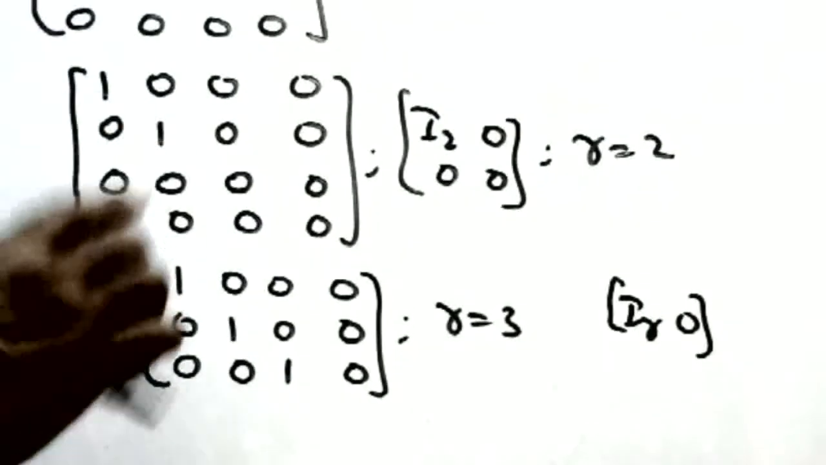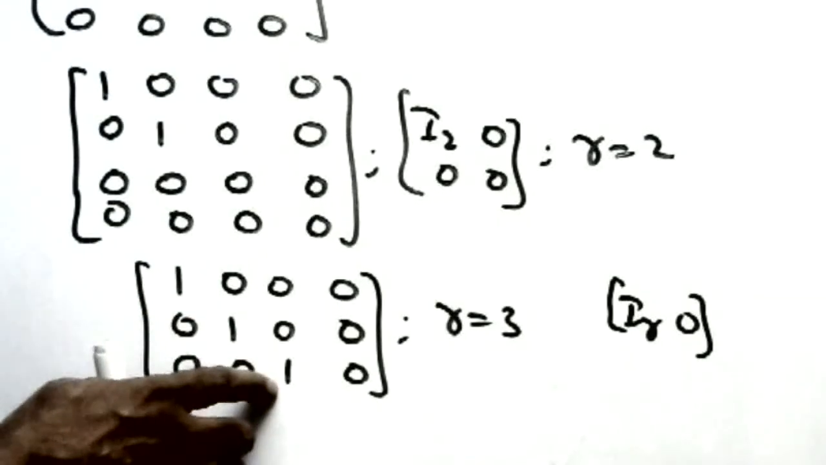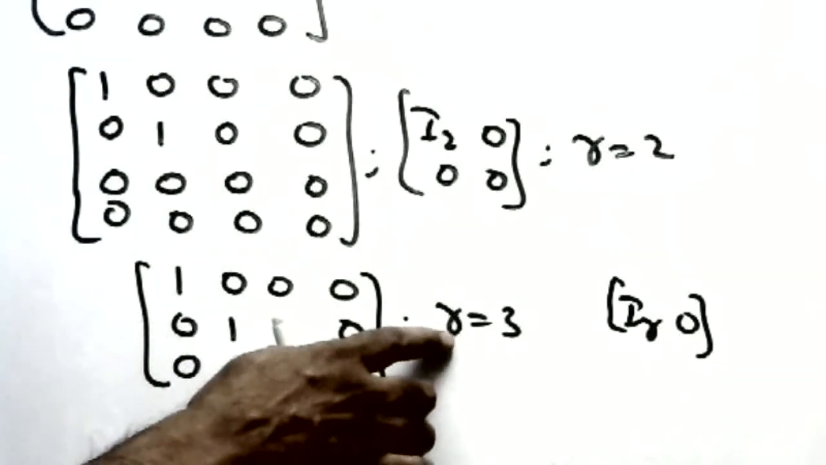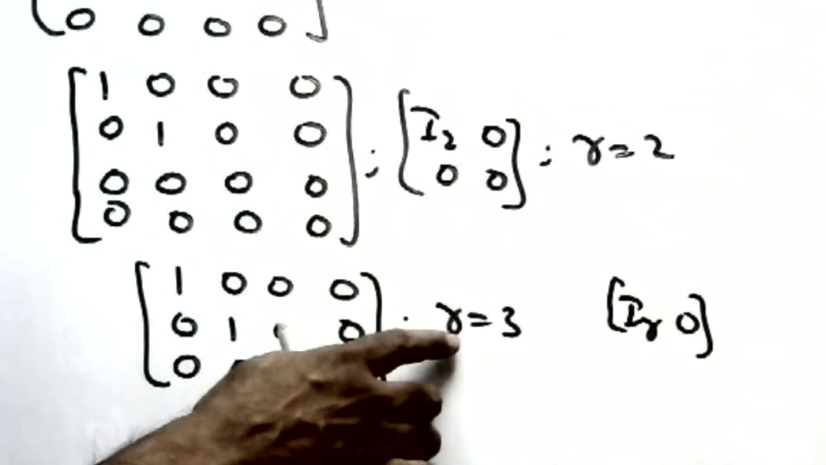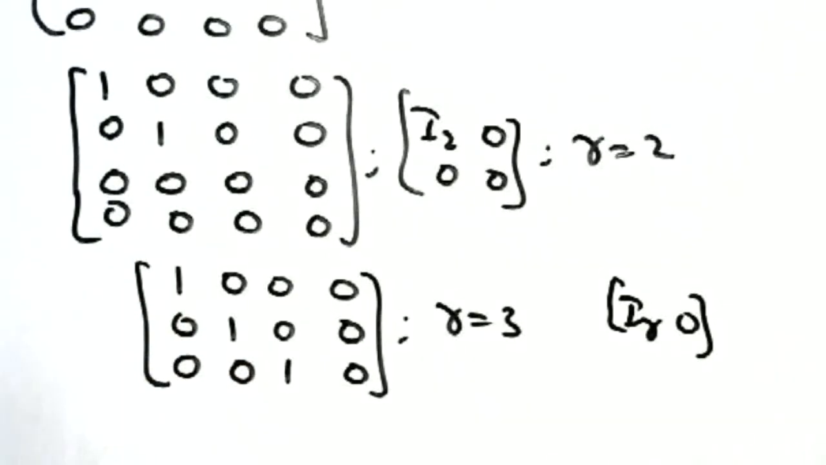And suppose I have taken one 3 by 4 example also. Same case, we are left with 3 ones. So we write this as rank equals 3. It depends upon the number of ones. Now there is a method to make the zeros. Let me discuss the method.